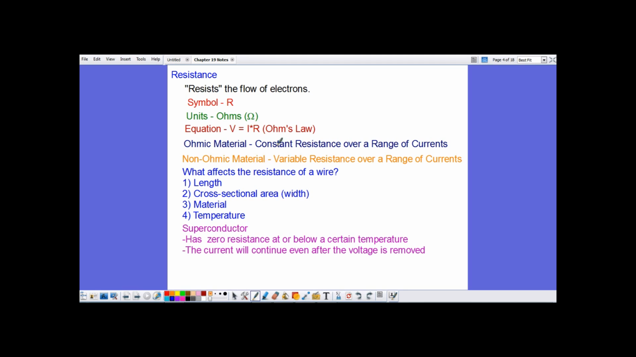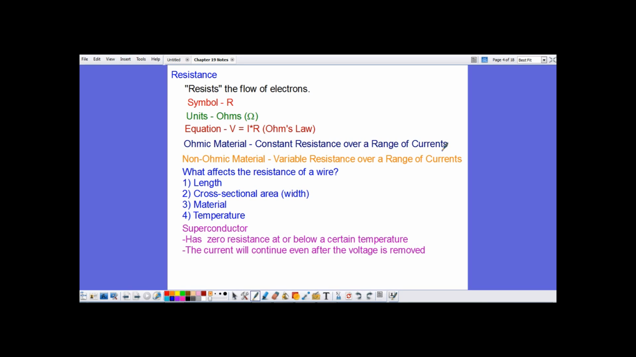The equation: voltage is equal to current times resistance. This is Ohm's law. And then we're going to talk about a couple things. We've got ohmic material and non-ohmic material. Ohmic material has a constant resistance over a range of currents. So it doesn't matter what the current is, the resistance is the same.